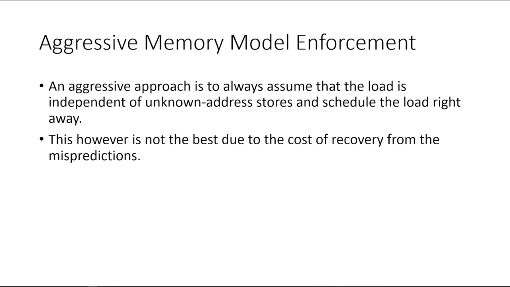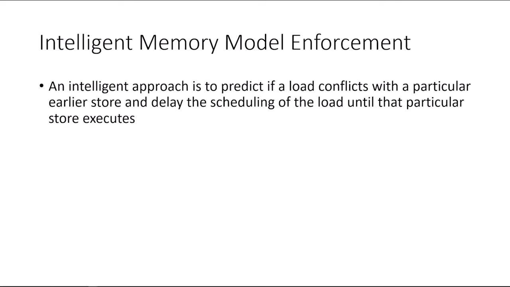An aggressive approach is to assume that the load is independent of unknown address stores, and to schedule the load right away. So the load will always be scheduled regardless of the number of older stores with unknown addresses. It's not the best because this can increase the number of mispredictions. However, predictors are getting more intelligent, so it can be a good approach as mispredictions occur less. Lastly, it's to speculatively predict if a load conflicts with an earlier store and delay the scheduling of the load until that store executes. Yeah, so that's an intelligent memory model enforcement.